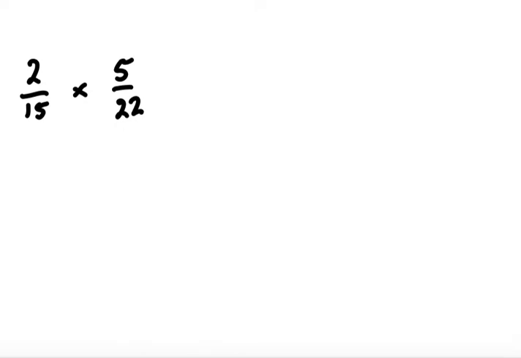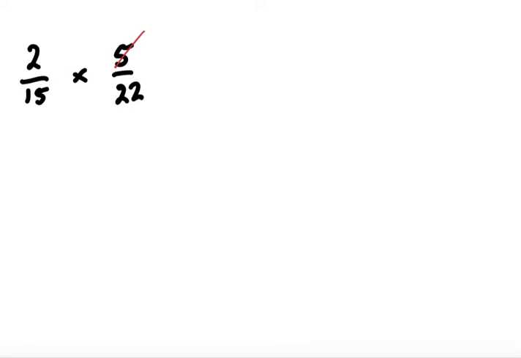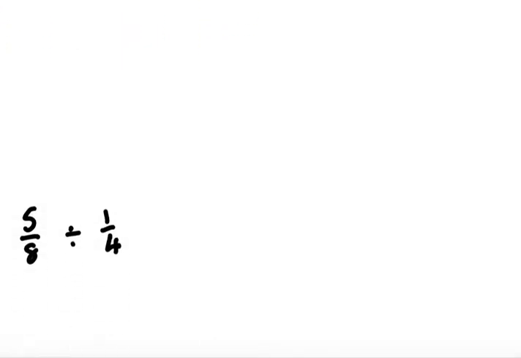The next one, again, look at the cross-cancelling technique here. So I can cross-cancel here. 5 goes into 15 3 times, and 2 goes into 22 11 times. That's going to give me an answer of 1 times 1 is 1, and 3 times 11 is 33. So 1 over 33 is my answer there.